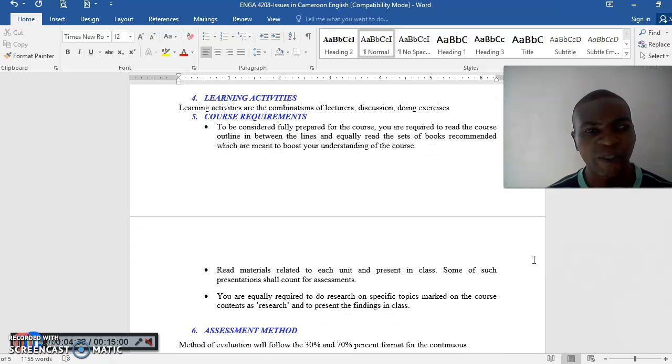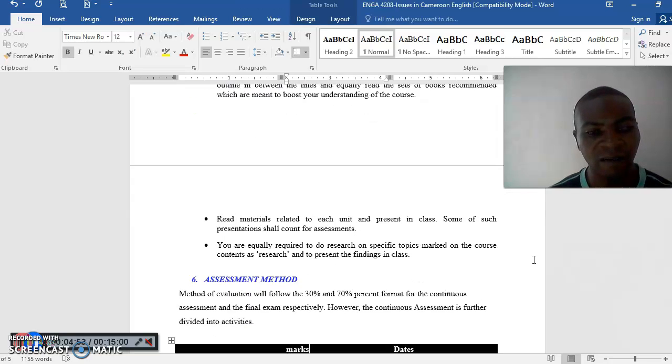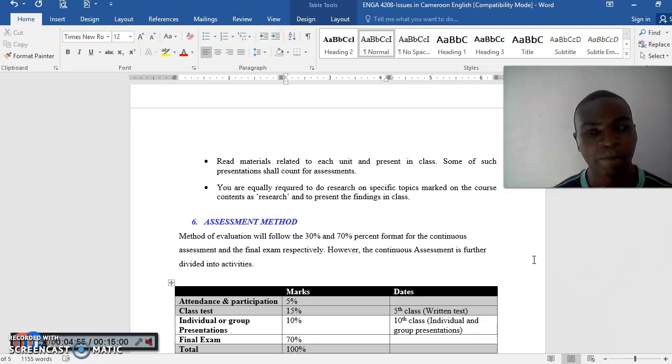Course requirement: to be considered fully prepared for this course, you are required to read the course outline in between the lines and equally read the set of books recommended. We have some books that are recommended. Make sure that you read them or the sections that are indicated.